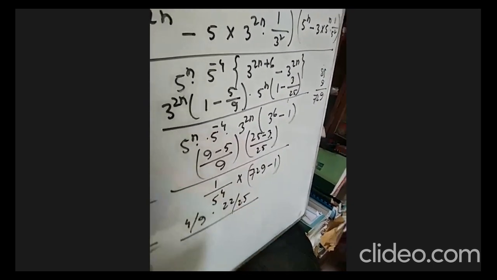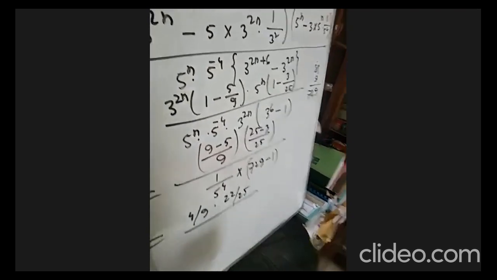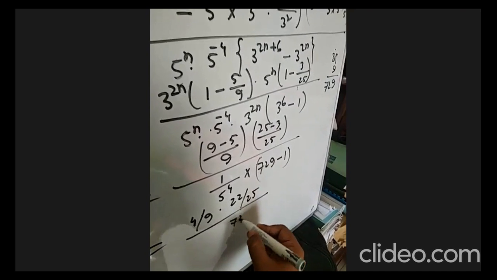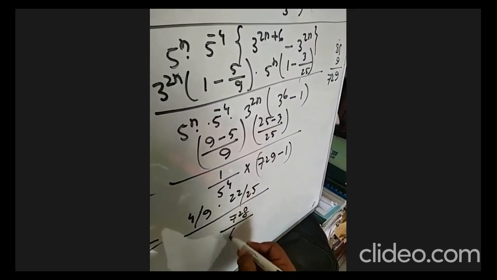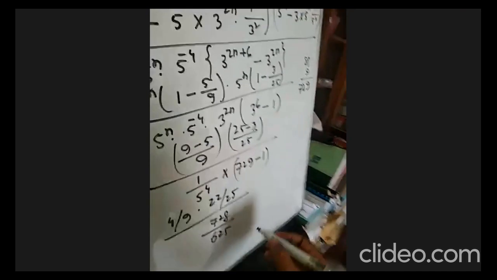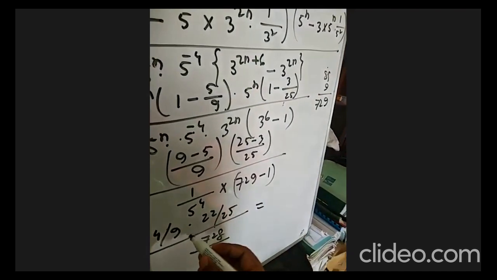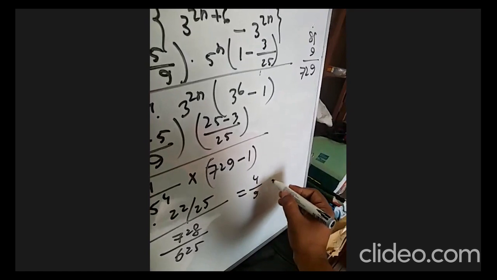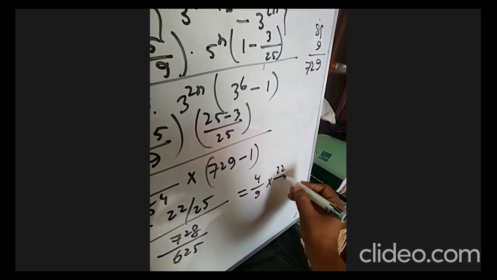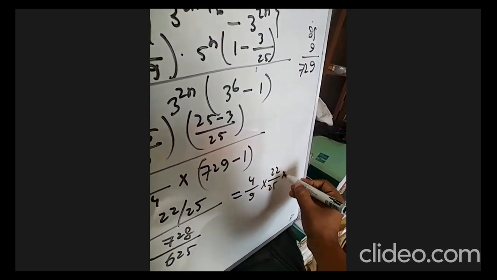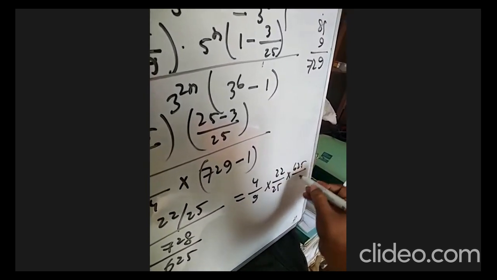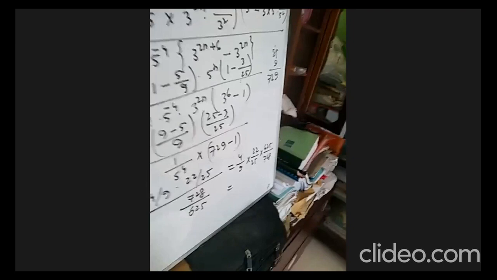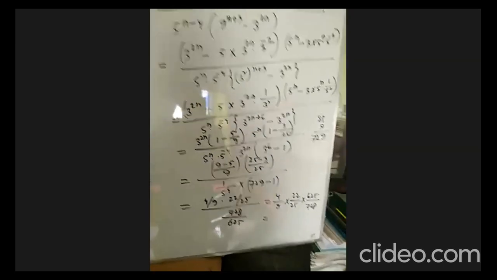1 by 5 to the power 4 means 625. And this will be 728 divided by 625. So this equals 4 by 9 multiply 22 divided by 25 multiply 625 divided by 728. This result will give the exact value of this.